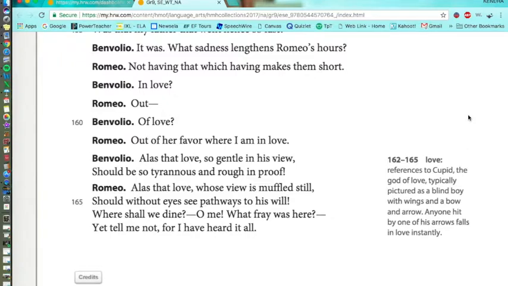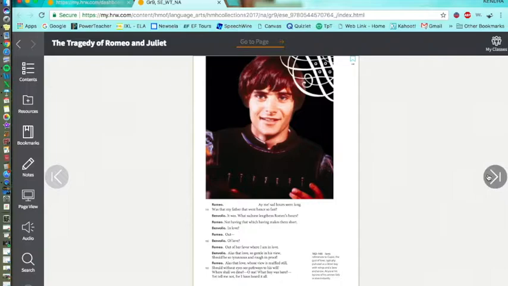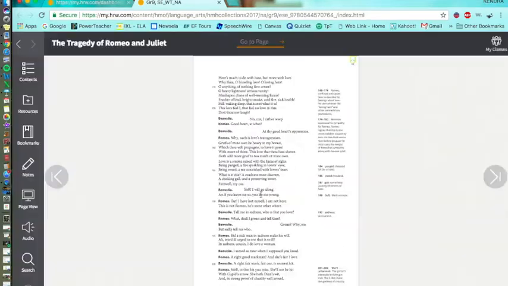Benvolio, "Alas, that love, so gentle in his view, should be so tyrannous and rough in proof." Romeo, "Alas, that love, whose view is muffled still, should without eyes see pathways to his will. Where shall we dine? Oh me, what fray was here?" Whoa, so he's like pining, and then he's like, "Oh, what happened?" "Yet tell me not, for I have heard it all." So when it's talking about love, there's a lot of references to Cupid, the god of love, who's typically pictured as a blind boy with wings and a bow and arrow, and anyone hit falls in love instantly. So Romeo has been hit by one of Cupid's arrows, and then he notices that there had been a fight that had happened.